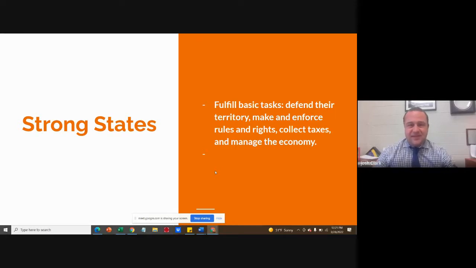So when we talk about various strengths of states, they're generally put into four categories: strong states, weak states, failed states, and collapsed states. A strong state is one that fulfills basic tasks: defending their territory, making and enforcing rules and rights, collecting taxes, and managing the economy. You would imagine something in more of a developed nation. In the United Nations today, there are 60 to 70 states that would be called strong. Generally, those are the ones that are higher on the Human Development Index and provide the environment for their populations to do well socioeconomically, as well as in health and education. So fulfilling those basic tasks is something that makes a state strong.